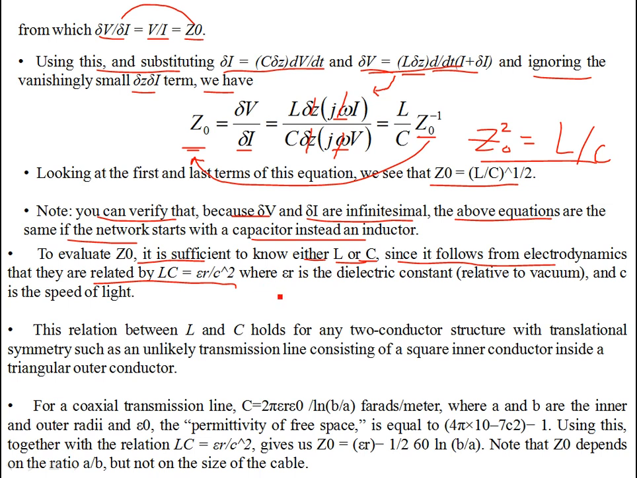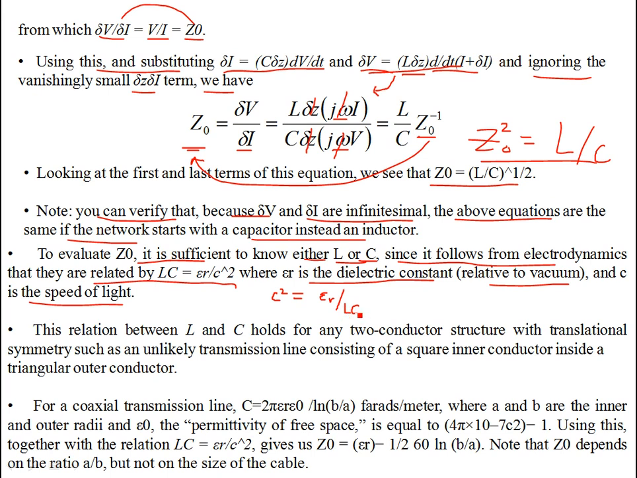So if you recall from your electrodynamics or microwave engineering course, c squared is the velocity factor, the permittivity of the dielectric ER divided by LC. If it is vacuum, then this is 1, so c is 1 over the square root of LC, and that is a constant, which is 3 times 10 to the power 8 meters per second. So here ER is the dielectric constant relative to vacuum, and c is the speed of light.